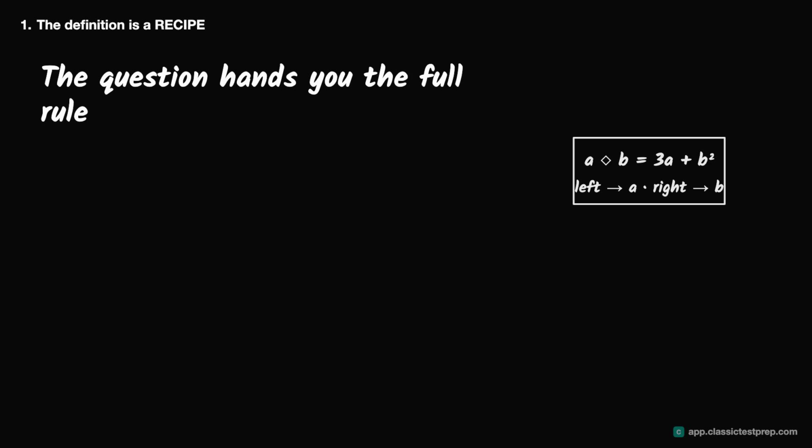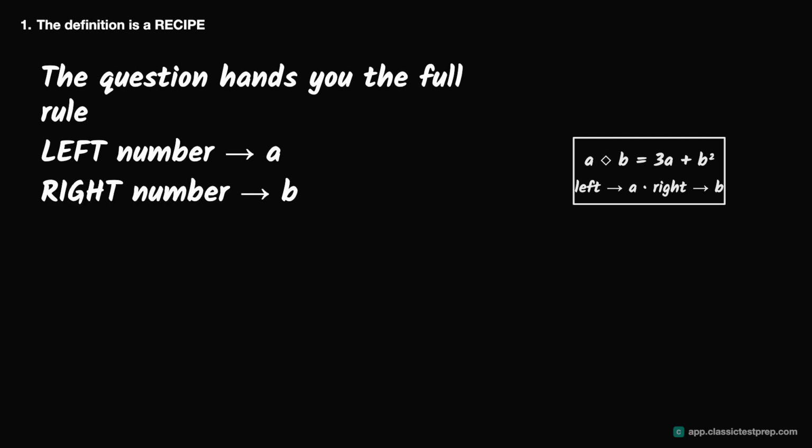A diamond B equals 3a plus b squared just means whenever you see two numbers with a diamond between them, plug in the one on the left for A and the one on the right for B. Every one of these questions gives you all the information you need to answer them, and they're super easy. You just need to understand the format.